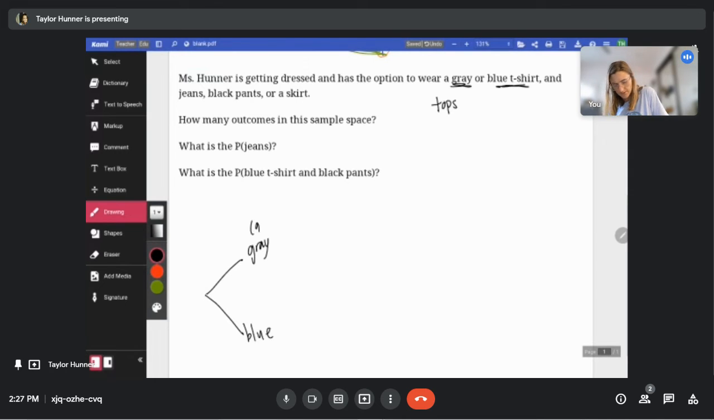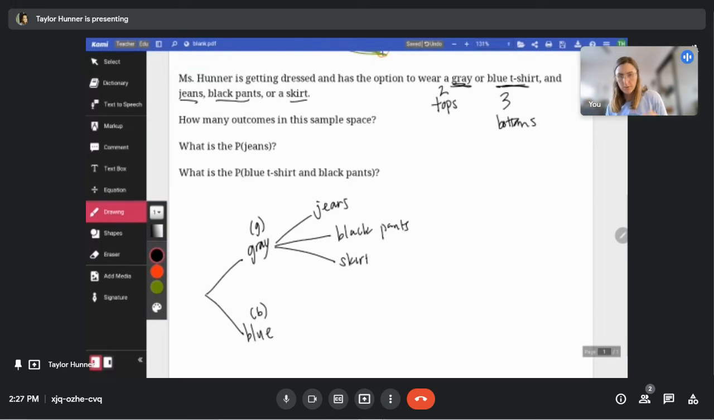I'm just going to abbreviate this. I could say gray or blue. And then after that, I have to choose out of 3 bottoms. So I could have jeans, black pants, or a skirt. So I could put on a gray t-shirt, and then I could put on jeans. I could put on black pants with that, or I could put on a skirt with that. Or I started with the blue t-shirt, and then I could put on jeans with that. I could put on black pants with that, and then I could put on a skirt with that.